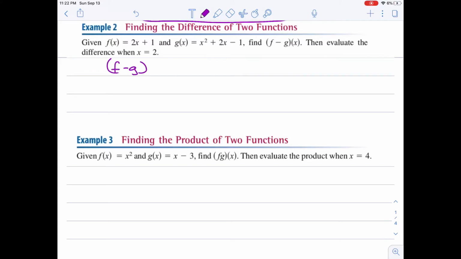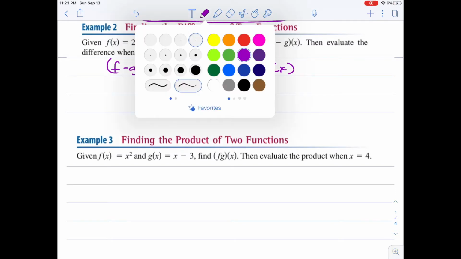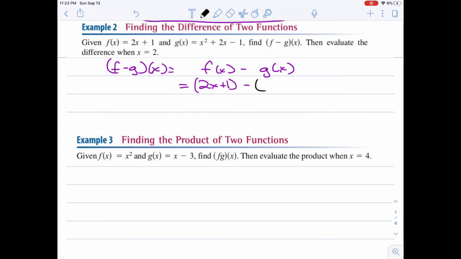So if we're looking for f minus g of x, remember that on our chart it said f of x minus g of x is equivalent. So we know f of x is 2x plus 1. Now this is really important that we put especially the second function in parentheses because of this minus right here. We don't want to forget to distribute it. So make sure that you just are in the habit of putting parentheses around it. And you've got x squared plus 2x minus 1 here.